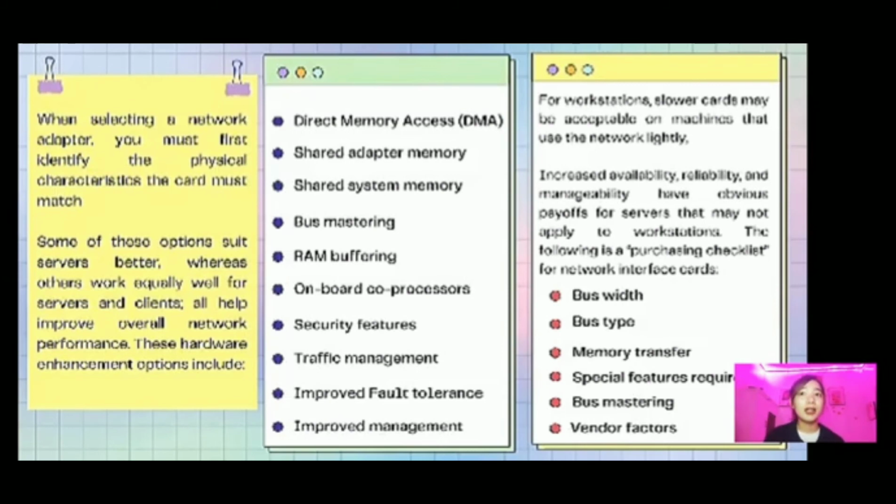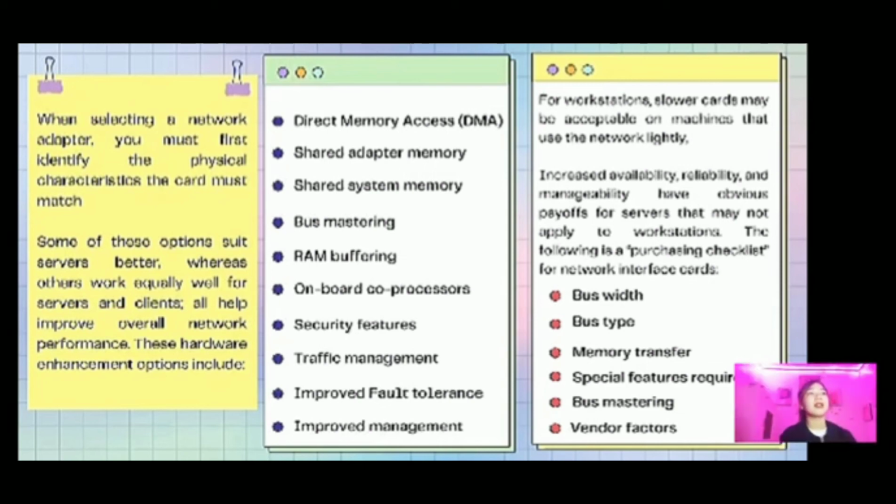So the security features may be available on some high-end NICs, and these permit the card to handle several protocol functions, including IPsec, or IP security, and other encryption services related to authentication and payload protection. So IPsec, or IP security, is a secure transport mechanism that is gaining broad acceptance as a way to protect network traffic from unwanted snooping.